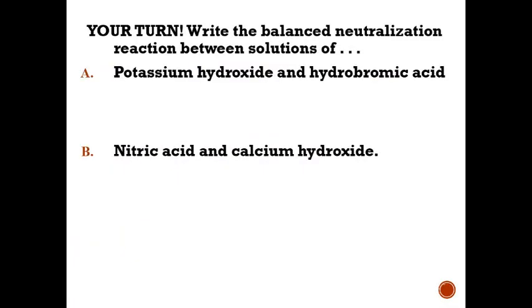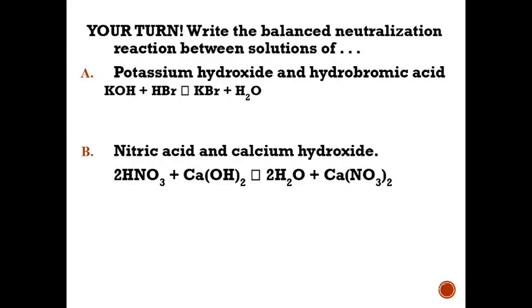Now it's your turn to practice what we've learned. You have two neutralization problems to solve. For each one, identify the acid and base, then apply our pattern. The anion from the acid combines with the cation from the base to form the salt product, and water is always produced. Remember to balance the equation so you have equal numbers of each atom on both sides. Pay special attention to problem B. Calcium has a different charge than potassium, so you'll need more hydroxide ions to balance it. Try both problems, and we'll check your work together.